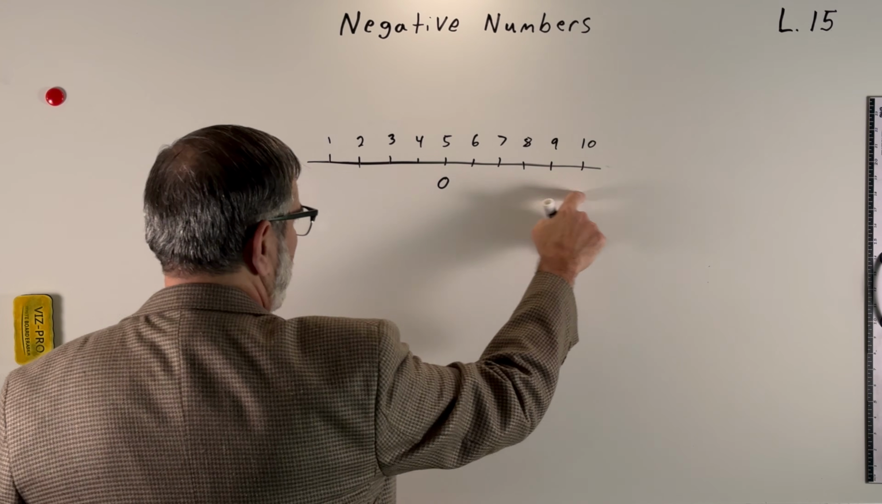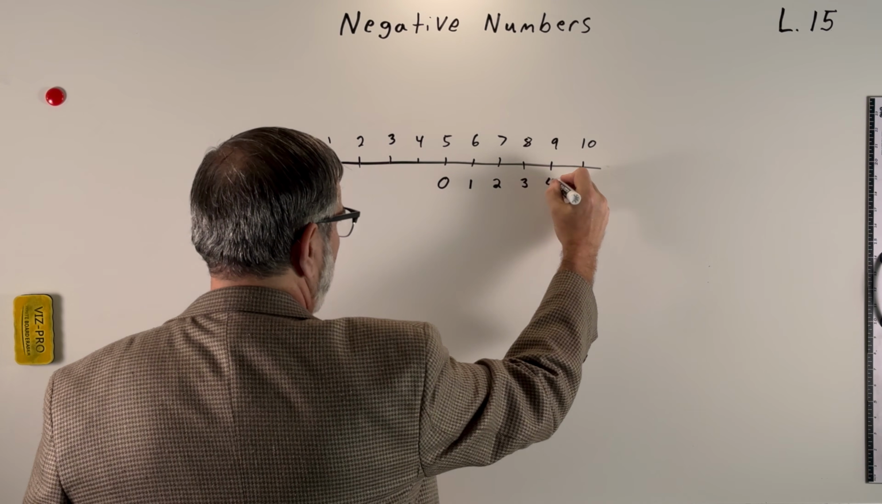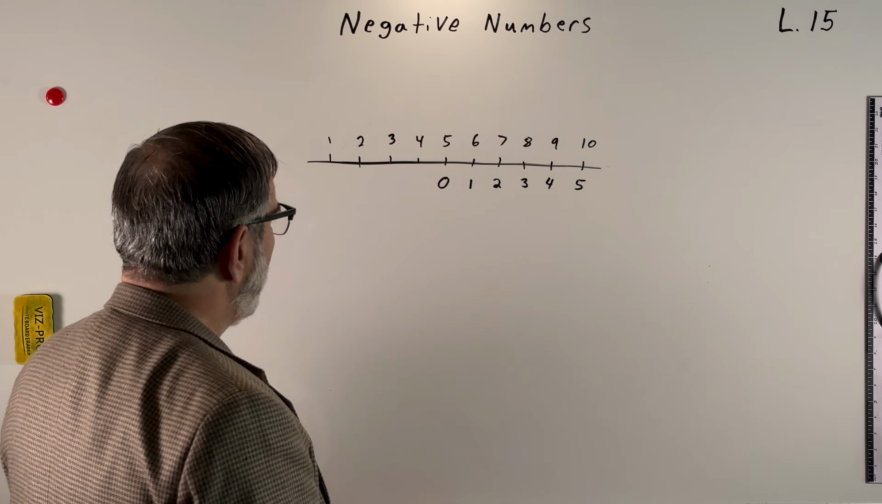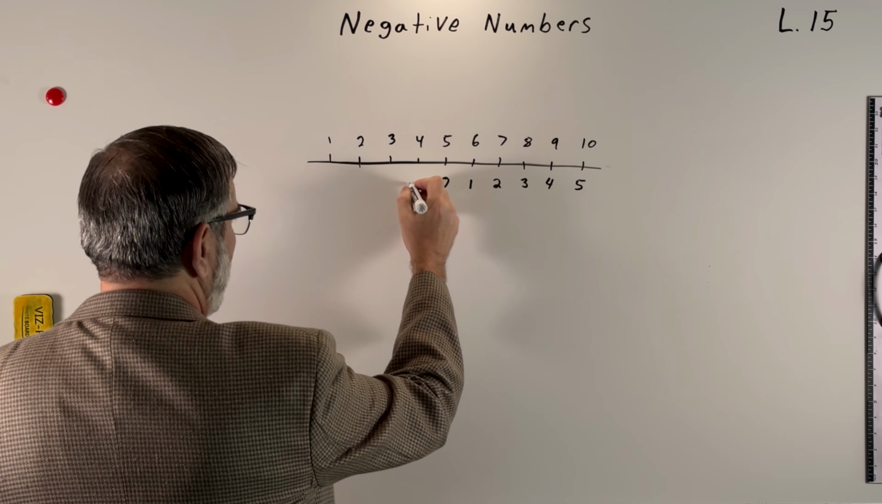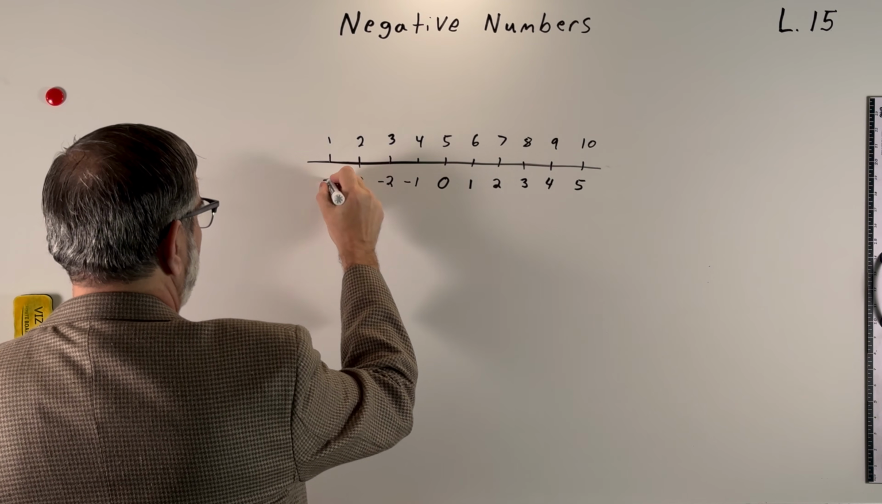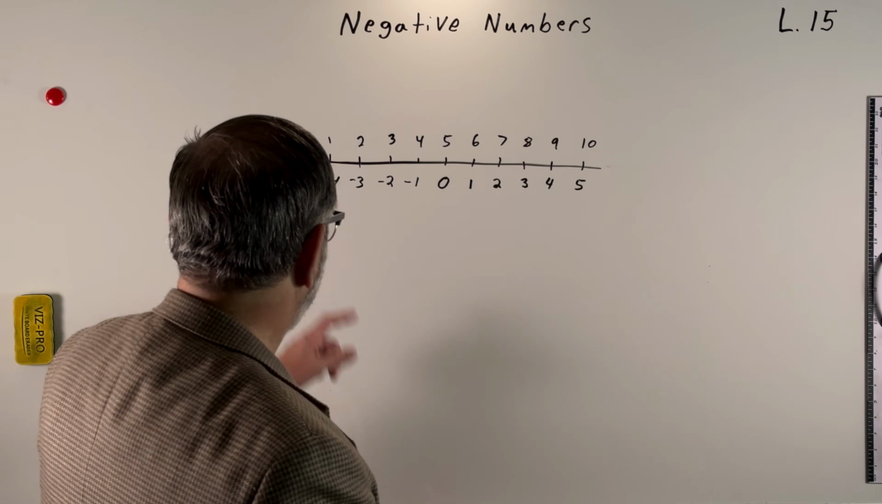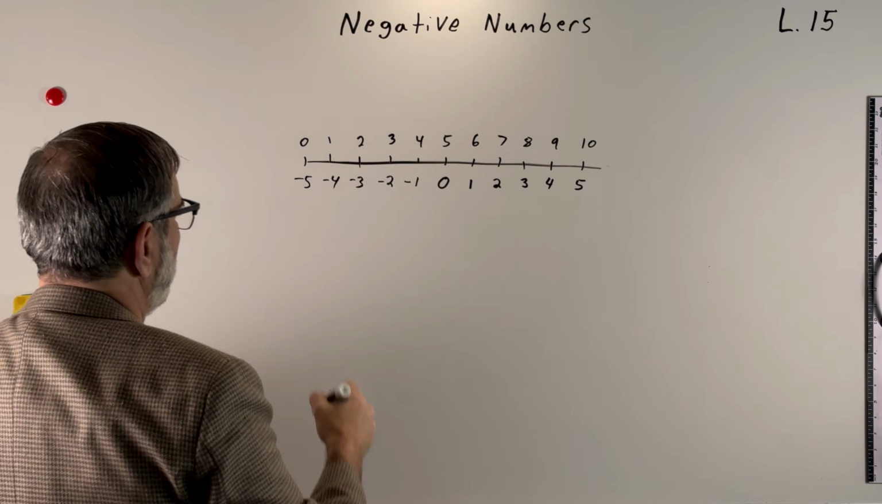And then going to the right, I'll count forward as usual. This would be 1, and 2, and 3, and 4, and 5. But going in the opposite direction, we're going to do basically the same thing, but we're going to use this new negative number. Minus 1, minus 2, minus 3, minus 4. And over here at 0 would be minus 5.